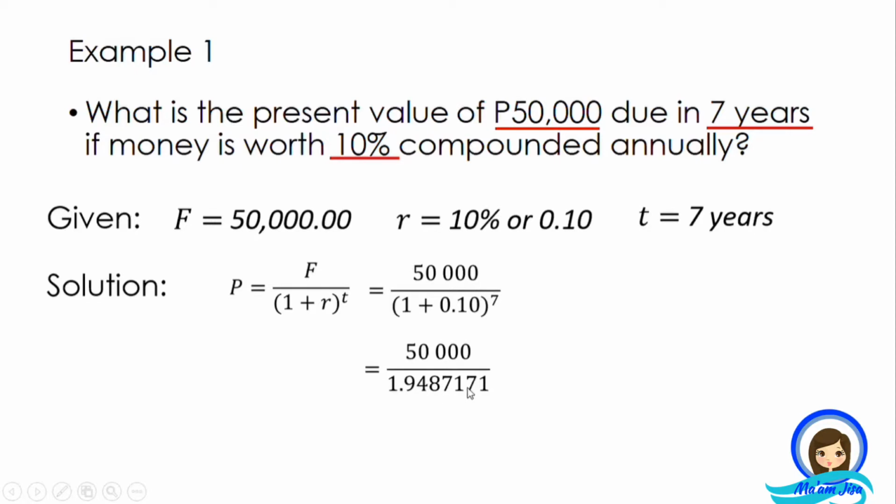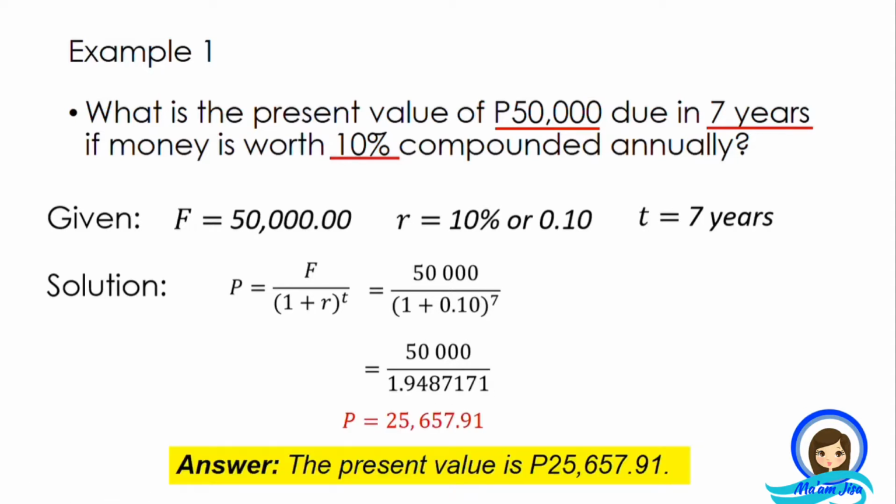Now, 1.10 raised to an exponent of 7 is 1.9487171. Then dividing 50,000 by 1.9487171, the answer is 25,657.91. So this is the present value. This is the principal amount.